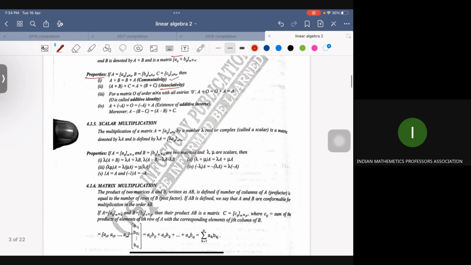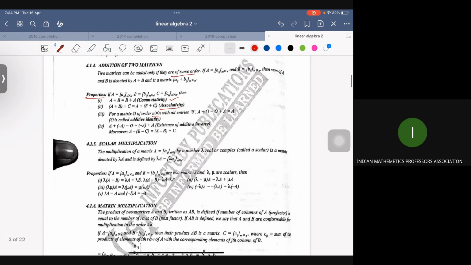And for a matrix O of order m by n, that is the same order as A, which satisfies the equation A plus O is equal to O plus A equal to A, O is said to be the additive identity. And then for any matrix A, if there exists a matrix minus A such that A plus minus A will be the additive identity element of the matrix, so the additive inverse also exists. Hence this forms a group.